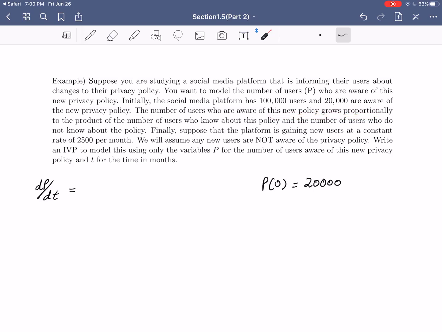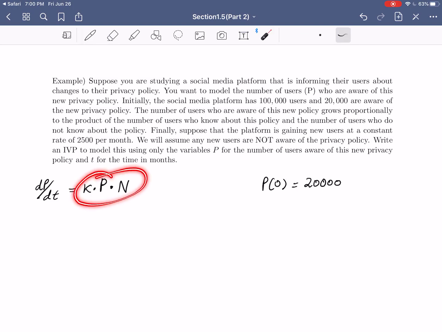It says that the number of users who are aware grows proportionally. So we've got our K, because it's directly proportional, to the product, so we're going to have to multiply two things. The number of users who know about this policy, that's what we're trying to model, so that would be P, times the number of users who do not know about this policy. Well, for now, let's call that N.